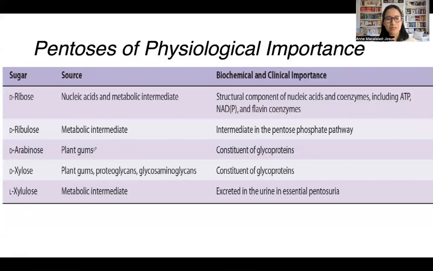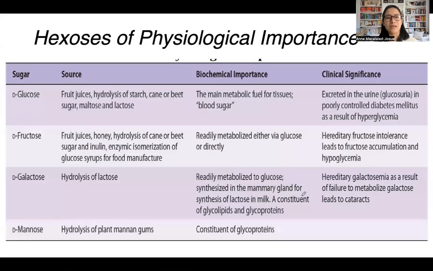Your arabinose, which is part of your plant gums. This is a constituent of your glycoproteins. Your xylose also comes from your plant gums, proteoglycans, glycosaminoglycans, and it is a major constituent of your glycoproteins. Cellulose is a metabolic intermediate and it is excreted in the urine in essential pentosuria. This is a very rare condition. You don't need to remember this.